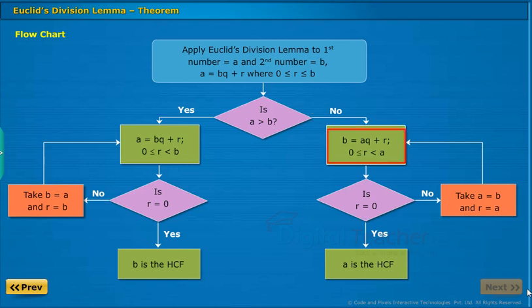If a is less than b, then according to Euclid's division lemma, b is equal to aq plus r, where q and r are integers and 0 is less than or equal to r, which is less than a. In b is equal to aq plus r, if r is equal to 0, then a is the HCF of positive numbers a and b. If r is not equal to 0, we apply the division lemma to a and r and continue the process till the remainder becomes 0.